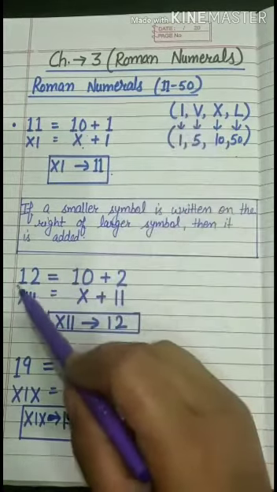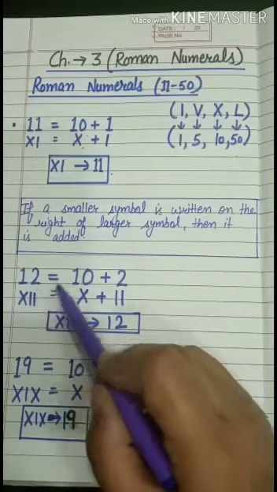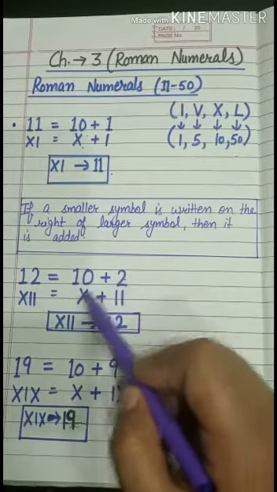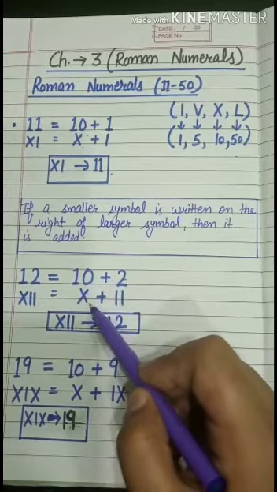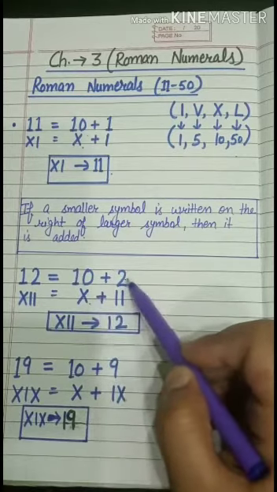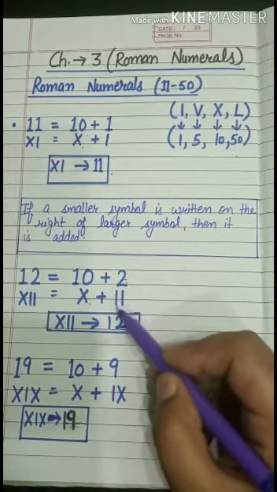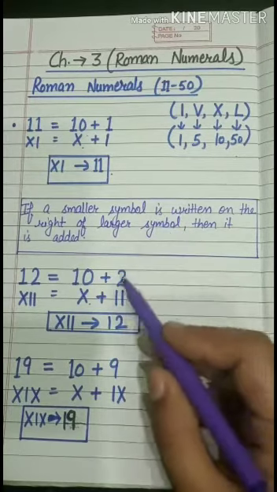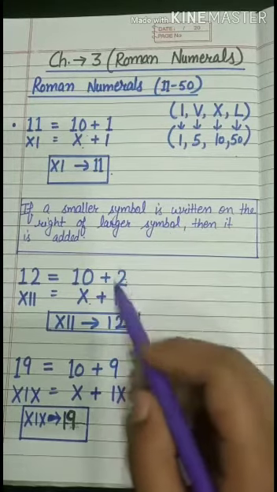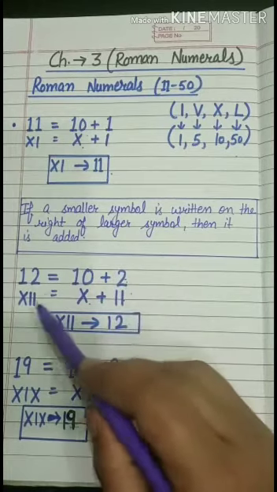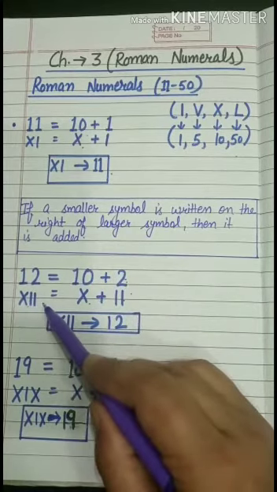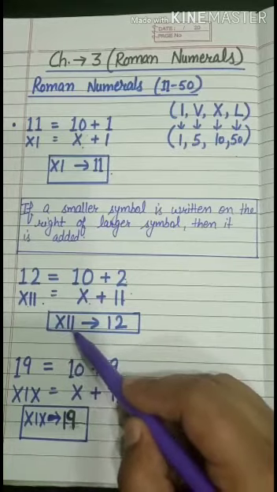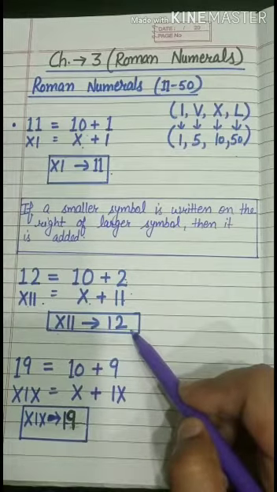The next number is 12. 12 can be written as 10 plus 2. Again for 10, we will use the symbol X. And for 2, we use the symbol II. With the same rule, here also it is added, so we will write the smaller symbol to the right side of the greater symbol. So XII stands for 12.